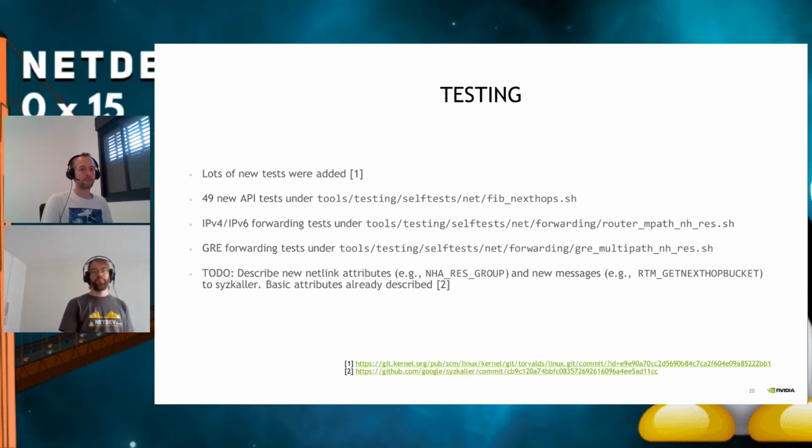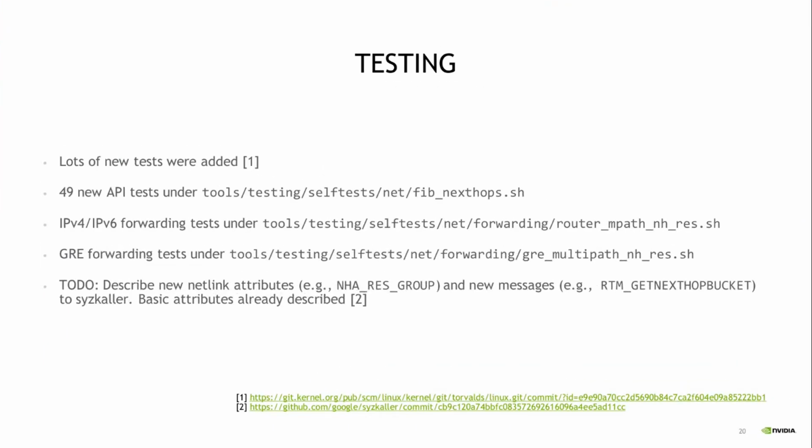So it is a much more complex problem to test, and we want to make sure that the stuff that we think it's doing, it's actually doing. So there are a number of new tests. The fib_nexthops.sh, the first test that is mentioned, is an API test. It already had a bunch of tests for NEXTHOP code, so we added new ones specifically for resilient NEXTHOP groups.